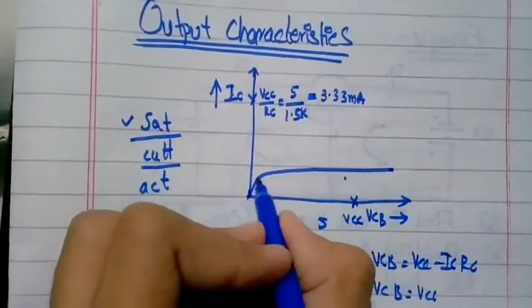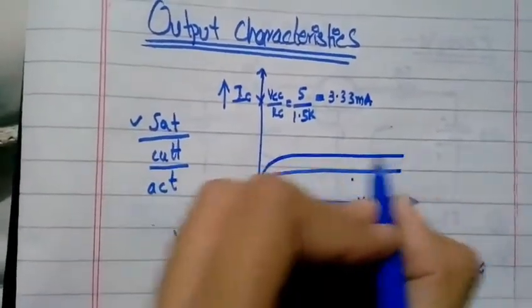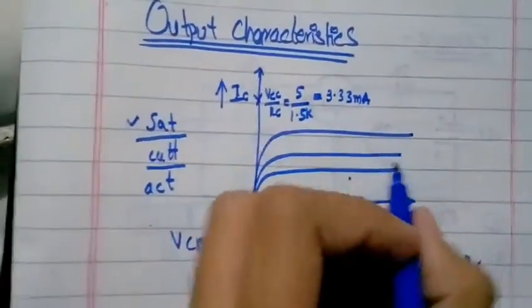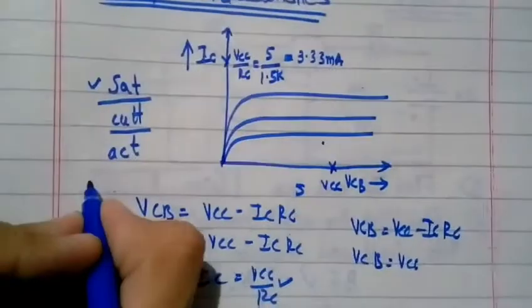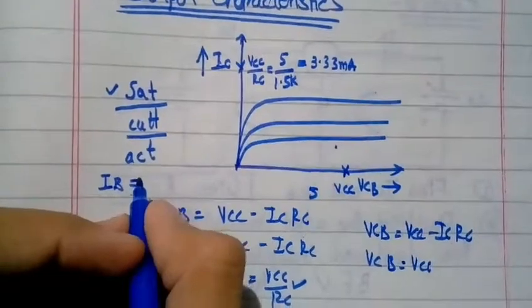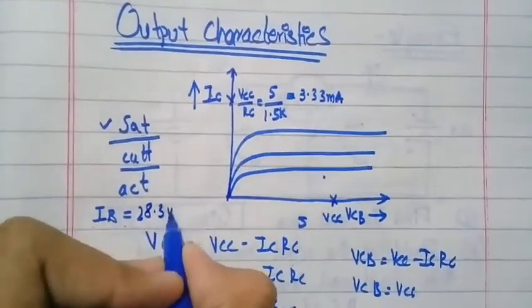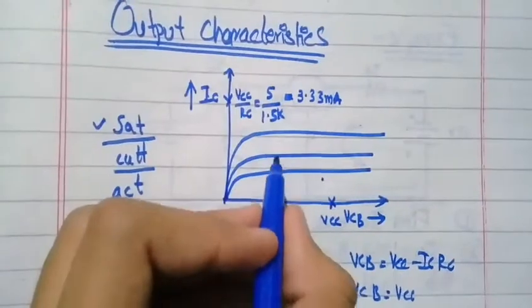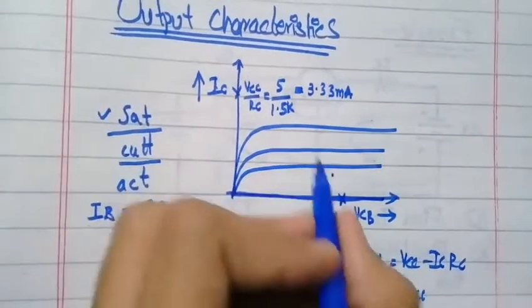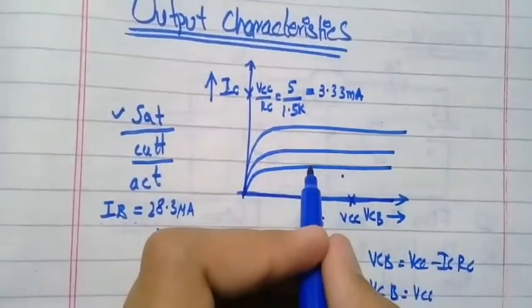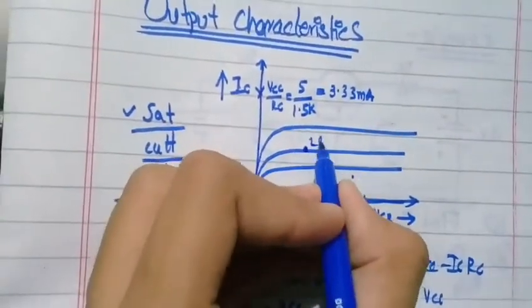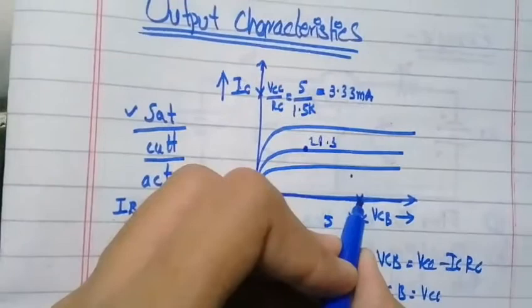So we will plot the graph by taking the values of IB. The output characteristics are shown by these lines. Every line shows a value of IB, the base current, and we will find the value of base current. IB will be equal to 28.3 microamps. As these lines tend towards the x-axis, the value decreases. These will be arbitrarily taken: this will be 20, this will be 30, this will be 40, and this will be 28.3 microamps.